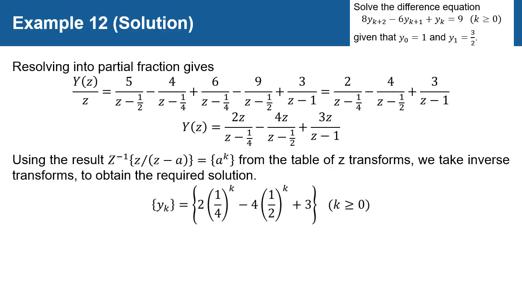y_k is equal to 2 times 1 fourth raised to k minus 4 times 1 half raised to k plus 3, where k is greater than or equal to 0.